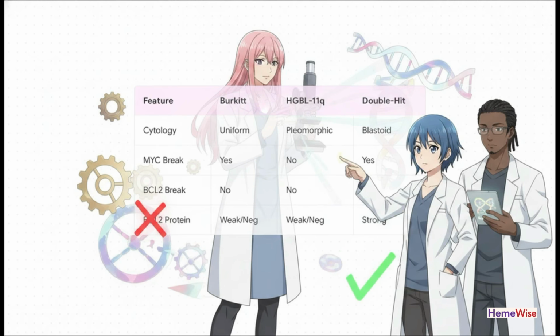Here's a massive do-not-miss pearl for your practice. If your BCL2 protein expression is strong and diffuse, or if your FISH panel reveals a BCL2 rearrangement, that strongly argues against classic Burkitt. Remember, true Burkitt should have negative or very weak BCL2 and absolutely zero BCL2 rearrangement.